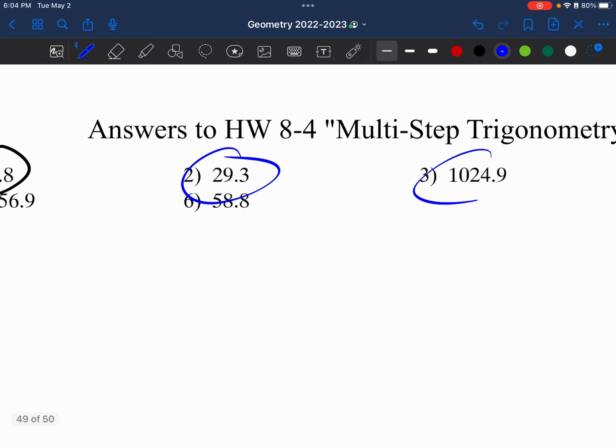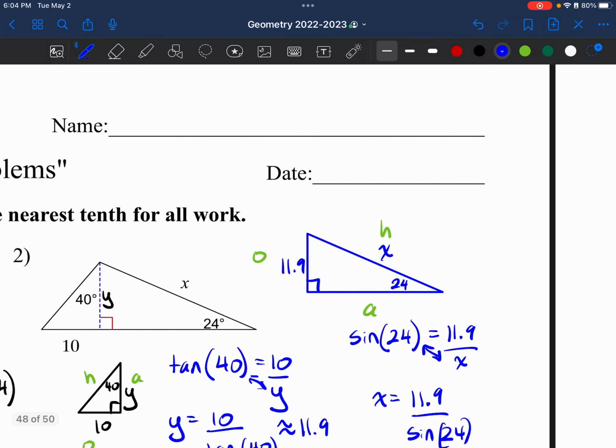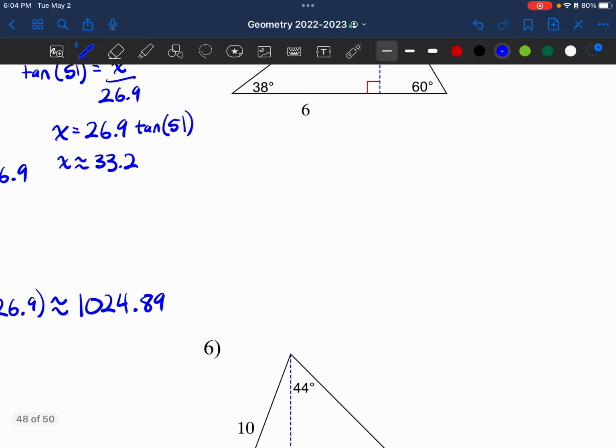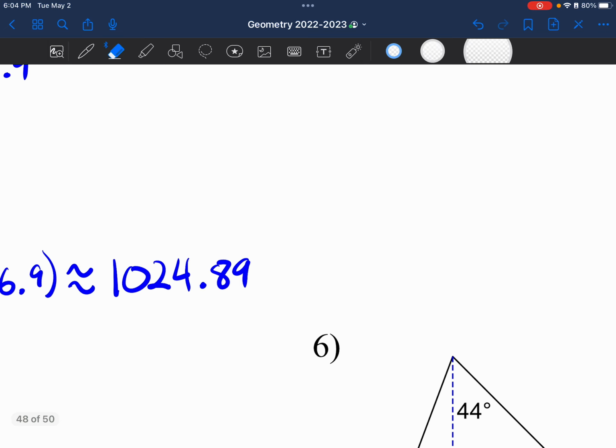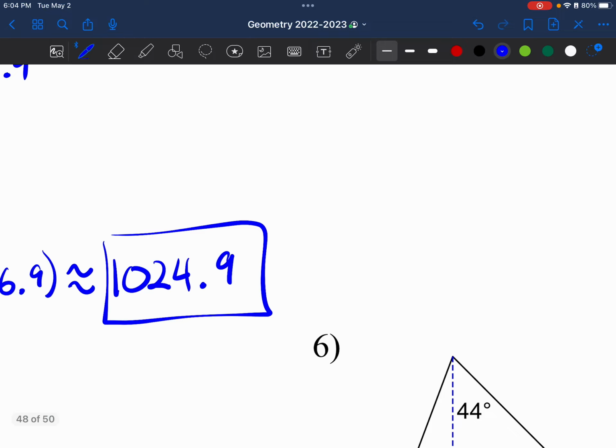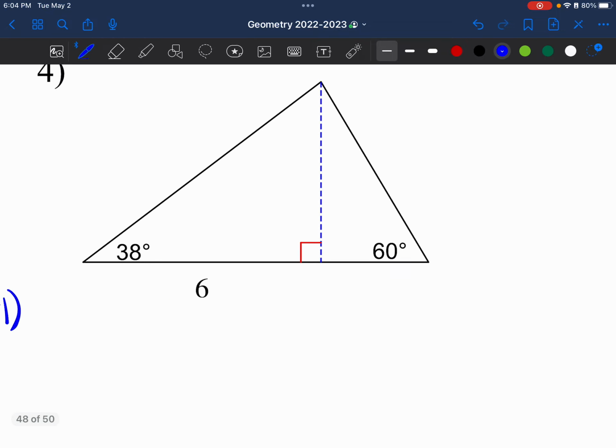1024.89, 1024. Oh, I shouldn't have said 89. I should have said just 0.9. I should have rounded it correctly. So I can come back here and say that this is really just 0.9. I should box it. Yeah, there's a lot of work that goes into these problems. Let's do the next one.